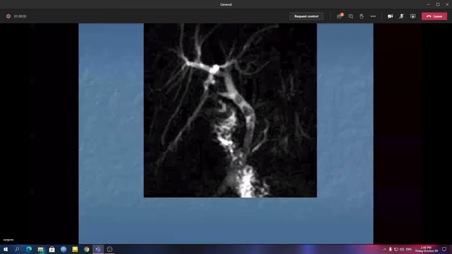This is an MRCP picture. The hepatobiliary tree is visible, and these are the stones.